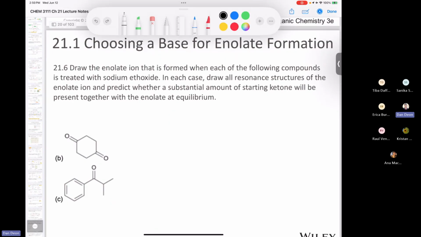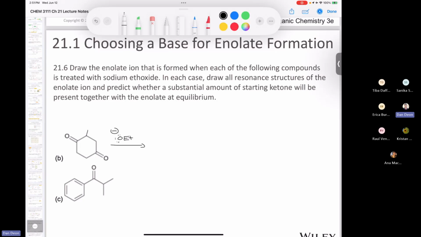All right, so now that we've got that done, question 21.6 is a good one because it gives us a chance to draw some enolates and just kind of flesh that idea out before we start putting groups at the alpha carbon. It says draw the enolate that is formed when each of the following compounds is treated with sodium methoxide. In each case, draw all resonance structures of the enolate ion and predict whether a substantial amount of the starting ketone will be present together with the enolate at equilibrium. All right, so we're taking this compound here. We're going to treat it with sodium methoxide. I'm going to leave the sodium out because it's a spectator ion.